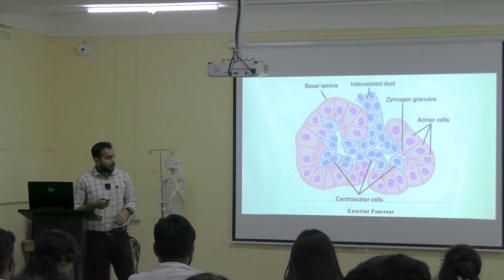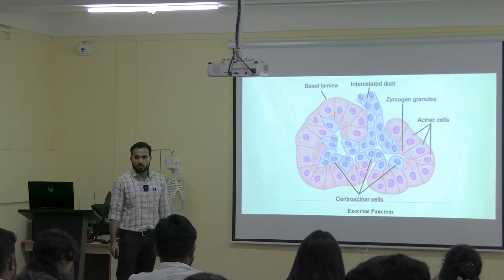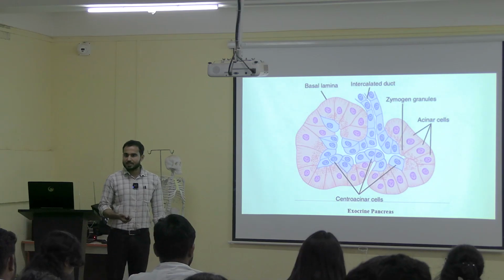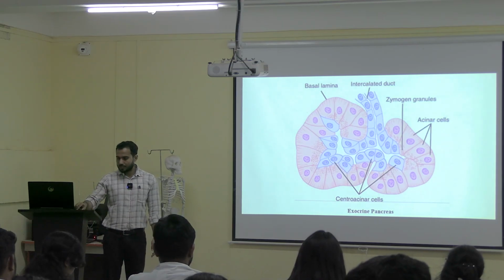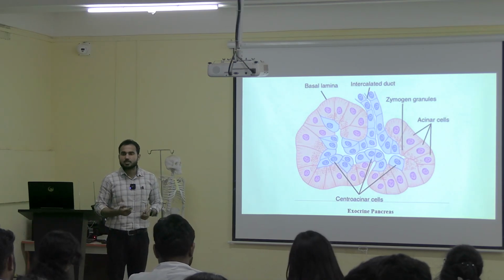Why? Because you can see this is the duct, the intercalated duct, which is going into the acinus. This duct also has cells. As I have mentioned, if the duct is going inside the acinus like this and you have taken the section and prepared the slide, then what will you see?